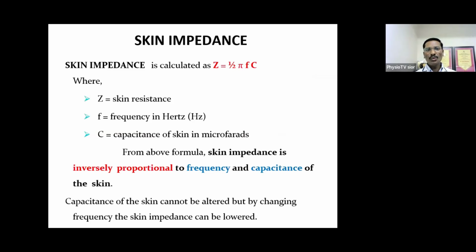Now, there is more to talk about on impedance. We know the formula Z equals 1 by 2 pi F C, where Z stands for the skin resistance or the skin impedance, F is the frequency measured in hertz, and C is the capacitance of the skin in microfarads. So from this formula, we understand that the relationship of the resistance and the frequency is inversely proportional, and the same with the capacitance. So the resistance is inversely proportional to the frequency and capacitance.